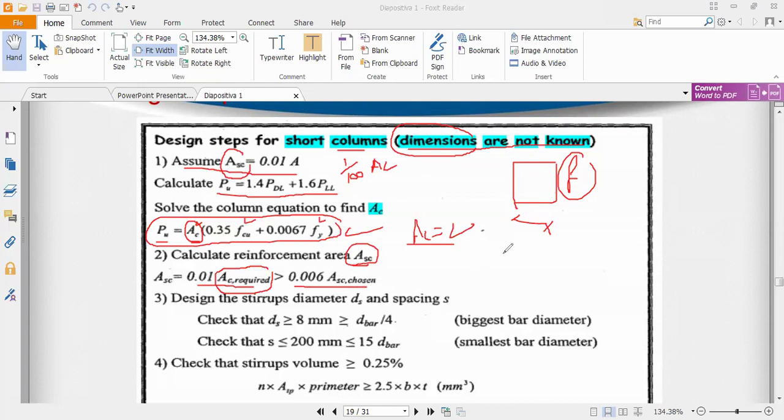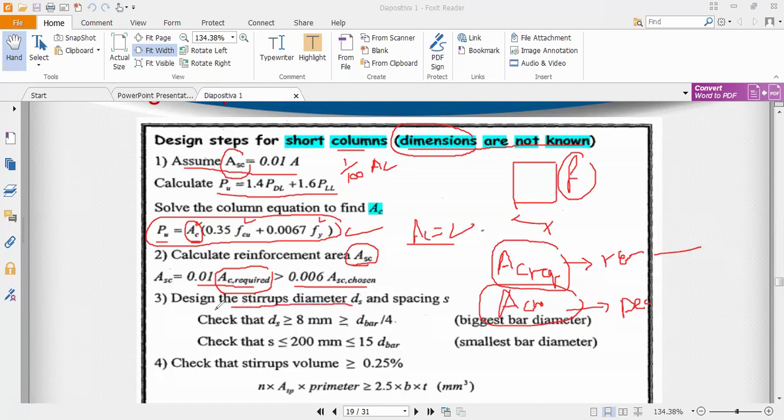What is the difference between area C required and area C chosen? Choosing means it's what you pick. You decided. Okay, very good. Area C required means what is required for the design. Area C chosen is about decisions. I decided to take these dimensions, or the decision can come from the architect. Okay. After ending these steps, we will transfer to get the stirrups.